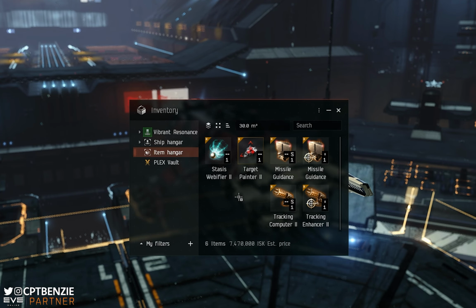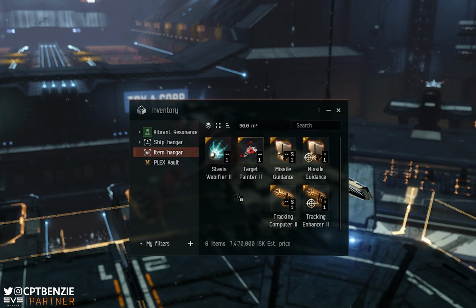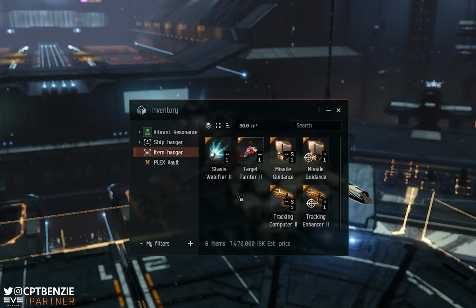That's because Stasis Webifiers and Target Painters affect the targeted ship, which means everyone targeting that ship has better application. Whereas the guidance enhancers and the tracking enhancers, the guidance computers and the tracking computers only affect your ship. But if you're soloing, it gets a bit more complex. Like if you're doing PvE solo, or if you're going solo hunting in PvP, yeah, it's a bit tougher.